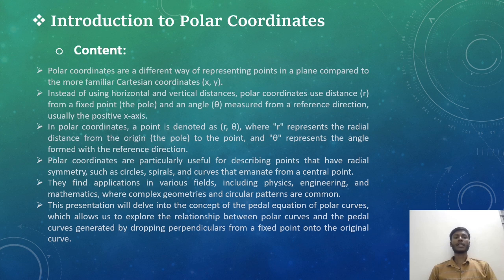Polar coordinates are a different way of representing points in a plane compared to the more familiar Cartesian coordinates (x, y). Instead of using horizontal and vertical distance, polar coordinates use a distance from a fixed point and an angle theta measured from a reference direction, usually the positive x-axis.